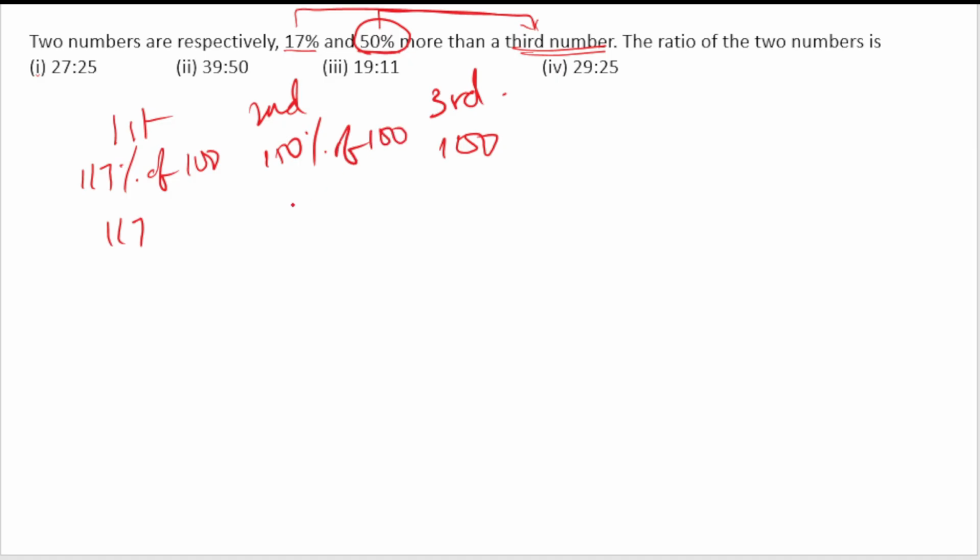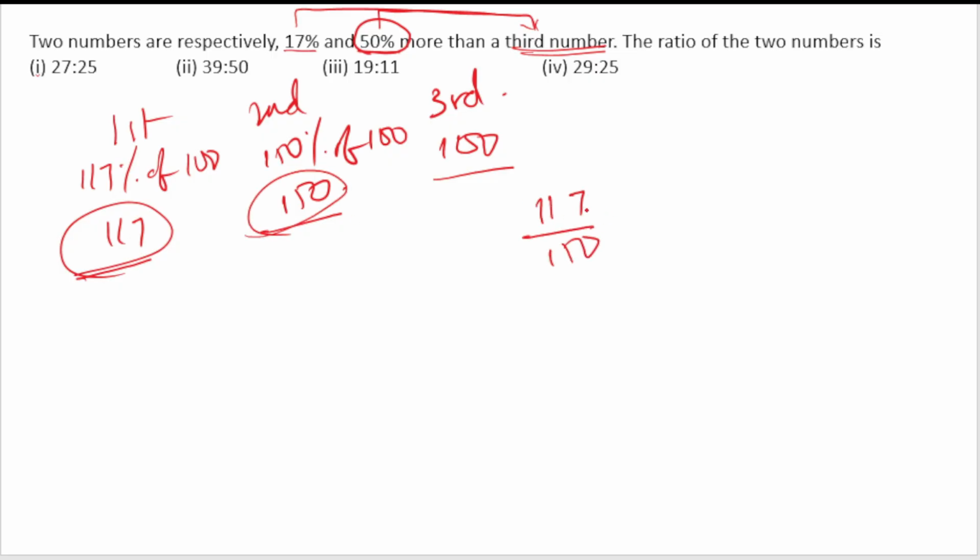150% of third number. So it is 150. First number is 117, second number is 150, third number is 100. The ratio of the two numbers is what? The ratio of the first and second numbers is what? It is 117 divided by 150. It is 3 into 39, 3 into 50. The answer is 39 is to 50.